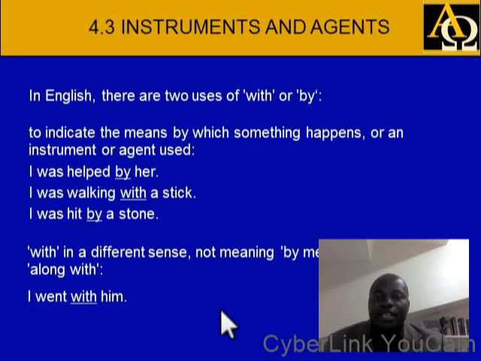That's the negative. In English, there are two uses of with or by. One indicates the means by which something happens, where an instrument or an agent is used. I was held by her. I was walking with a stick. I was hit by a stone. With, in a different sense, not meaning by means or along with: I went with him. Okay, that's in English.